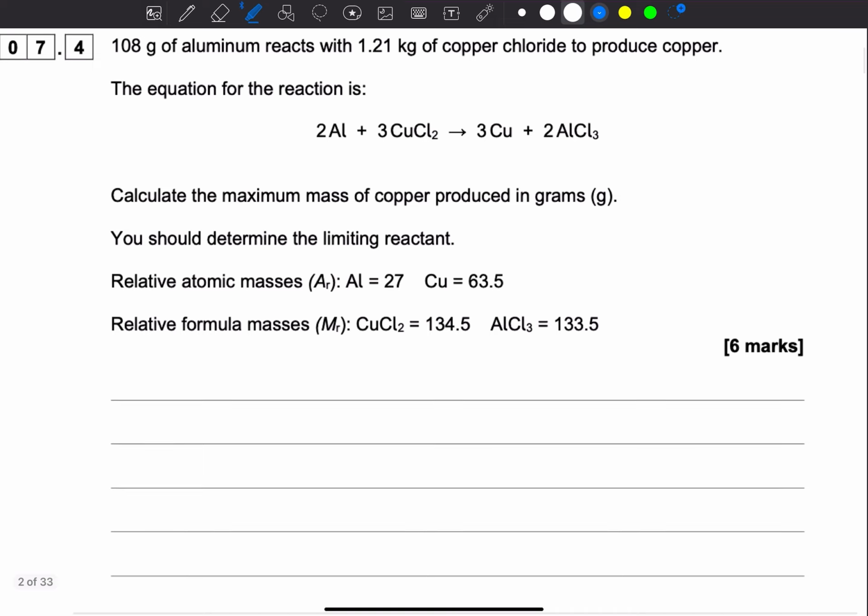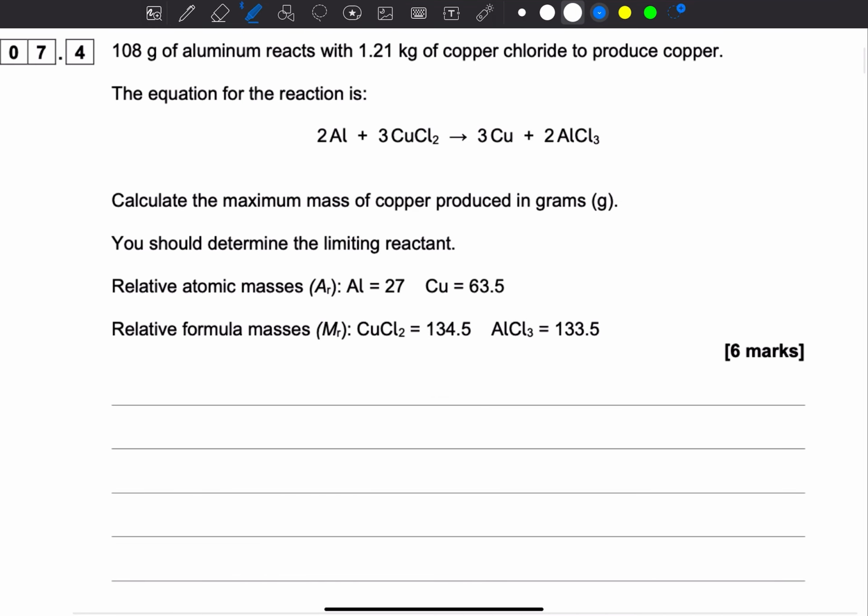Next one. Now calculate the maximum mass of copper that is produced in grams. You should determine the limiting reactant. Okay, first of all, let's determine the limiting reactant. Now you got two things. So I'm going to say I do not know this one, and I want to find this.